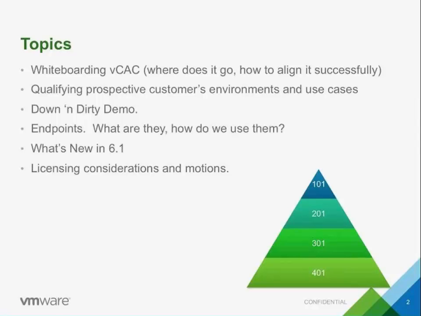and then tie it all up with some licensing considerations and motions. So today, we're going to be standing at, I would say, a pretty decent 201 level. We're going to be way past the architecture type stuff, but we're not going to be getting into any sorts of practices or speeds and feeds. This is still going to be very easy to communicate back out to your customers.